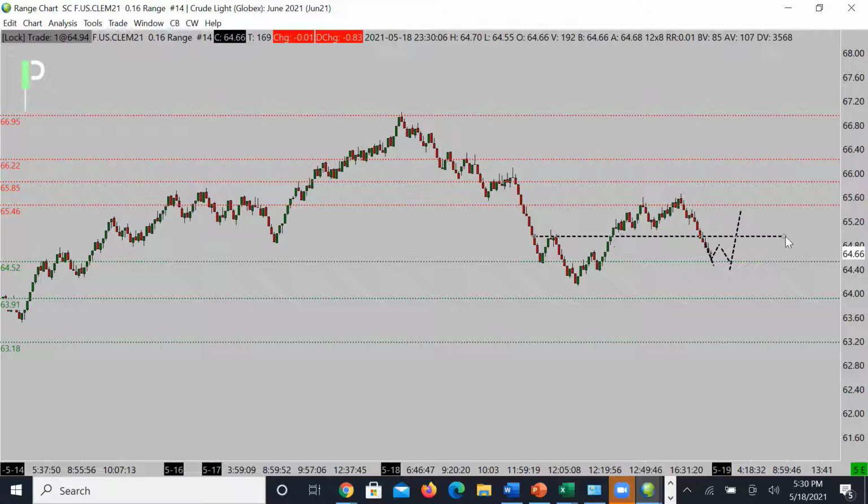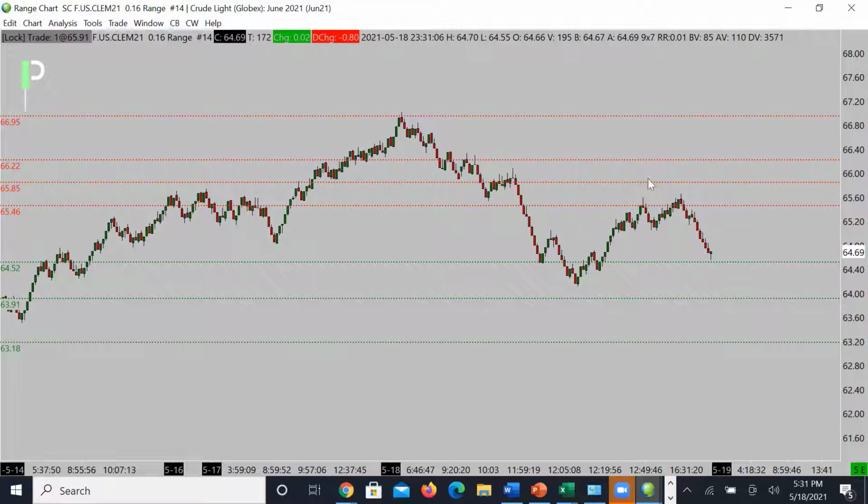Now we could hold this minor level here, 64.80, but we'll see if that actually happens. But if we're not going to catch the support at 64.52, then we are going to look for the market to dive a little bit deeper in 63.91, and then below that 63.18. Above that, you can see resistance right now at 65.46, 65.85, 66.22, and then above that 66.95. So we'll see if we get some opportunities there.